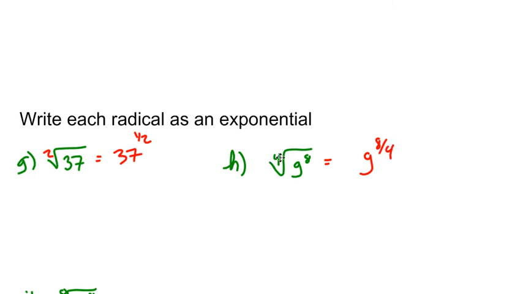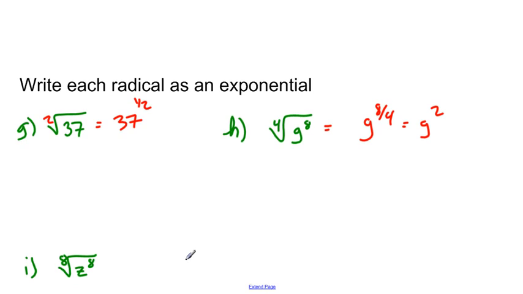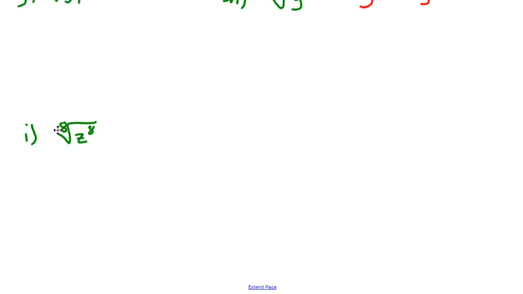You see, this 4 now goes in the denominator of our exponent. And we can simplify 8 over 4. So that's just going to be g squared. Pretty sweet. That became that. Radicaliciously cool. And last but not least, the 8th root of z to the power of 8. Again, the root will become the denominator of our power. So it's z to the power of 8 over 8, which is just simply z. And that's it.